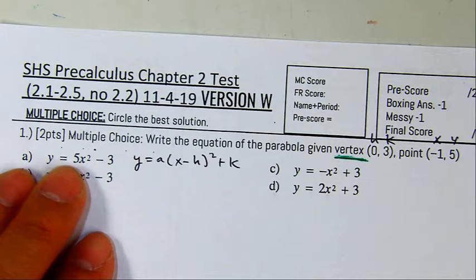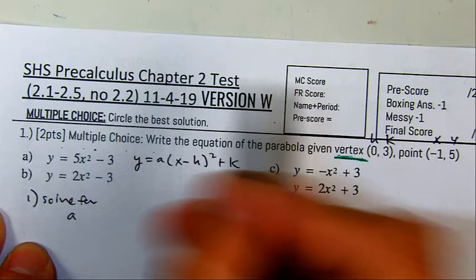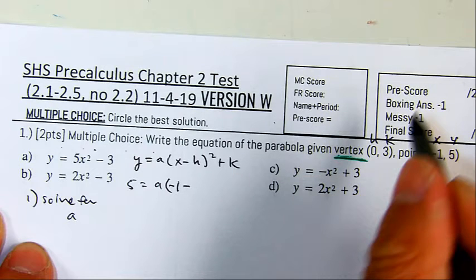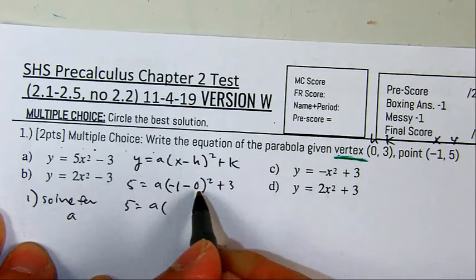Solve for a. So my y coordinate is 5. A is what we're trying to solve for. My x coordinate is negative 1, and my h value is 0, and k value is 3. Negative 1 minus 0 is negative 1, and negative 1 squared is just 1. So really it's 1 times a, or you don't need that 1, right? The coefficient is always 1 there, so I'm going to subtract 3, and then a is equal to 2.